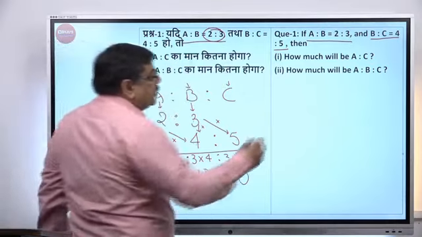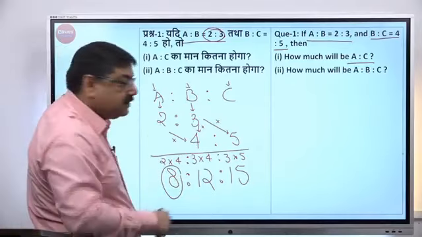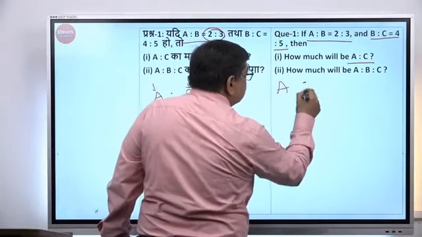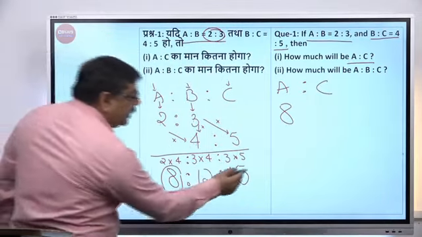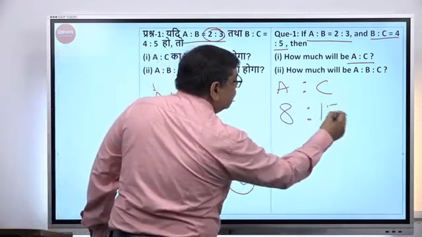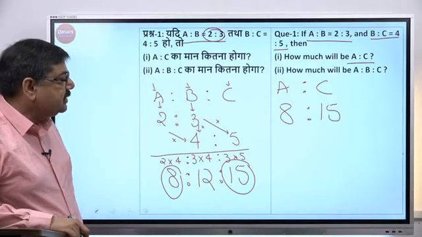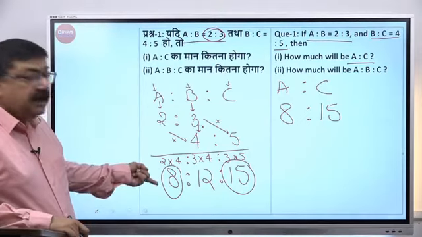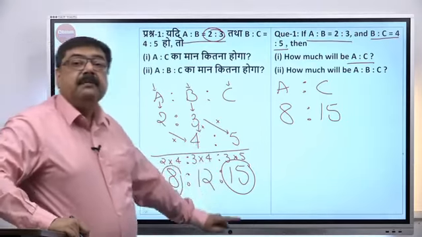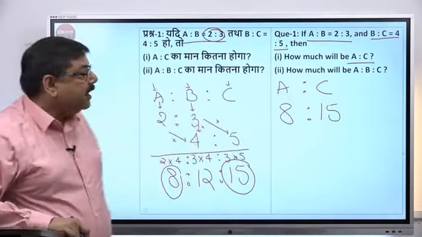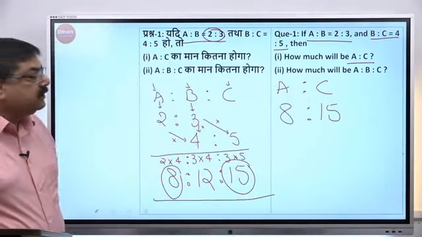अब आपसे वो पूछ रहा है how much will be A is to C. So what are the ratio points for A? These are ratio points, all right? A is to C, ratio points for A is 8. For C, the ratio points are 15. So we call it 8 is to 15. That is the ratio between A is to C. तो A सही C, जैसे आपने देखा, A के अनुपात का मान 8 है, C के अनुपात का मान 15 है, तो 8 सही 15. A is to B is to C, A सही B सही C, ये हम निकाल चुके हैं. We have already found out.